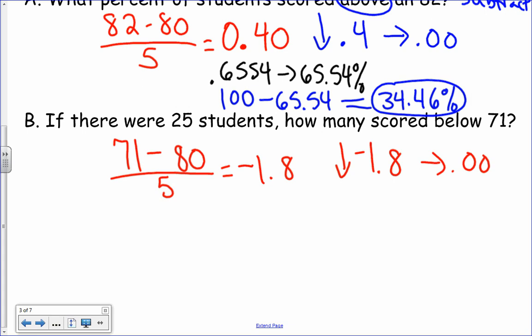Because -1.8 is on the left-hand side, isn't it? All right. So when we go down to -1.8, and we go all the way to the right to 0.00, we get 0.0359. Is that what you said?